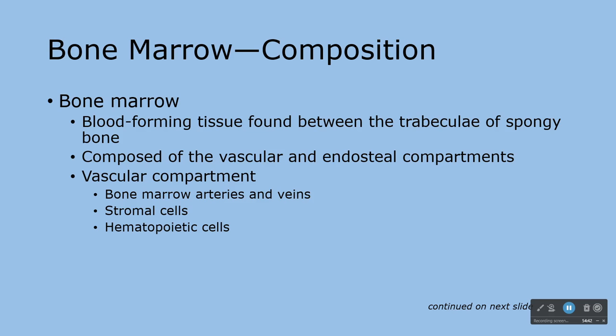Then you have vascular compartments, and then the bone marrow arteries and veins. We're going to talk about these in just a minute. And then you have what's called stromal cells, and these stromal cells provide support for us. And then you have your hematopoietic cells, which are like your HSCs that we talked about. And then, of course, the immature forms of red blood cells, white blood cells, and platelets. Okay? So these are all there.